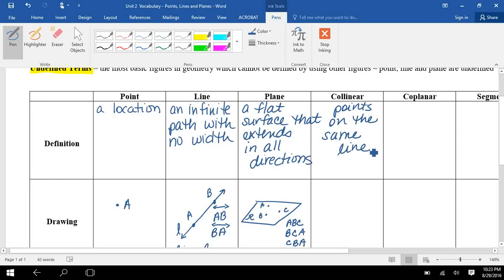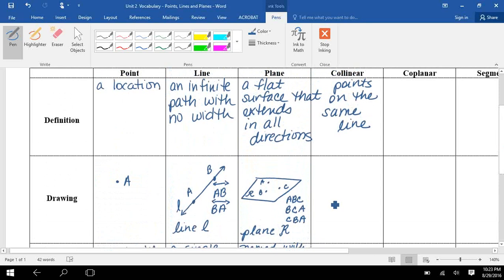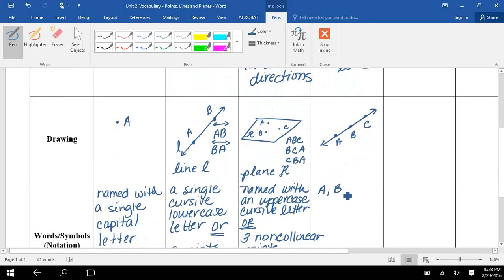So backing up, if collinear means points on the same line, when I asked you to give me 3 non-collinear points, you've got to give me 3 points not on the same line. So let me show you what that means. So for example, I would say A, B, and C are collinear, and I would say A, comma, B, comma, C are collinear. Notice I put commas in between them. If I don't put commas, it looks like the name of a plane, which are 3 capital letters together. So the commas are pretty important.